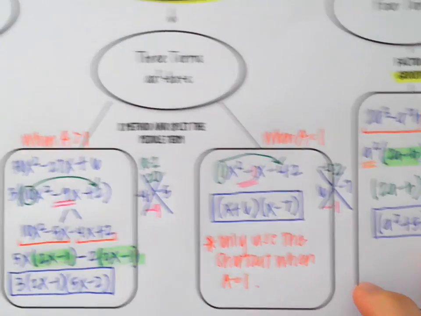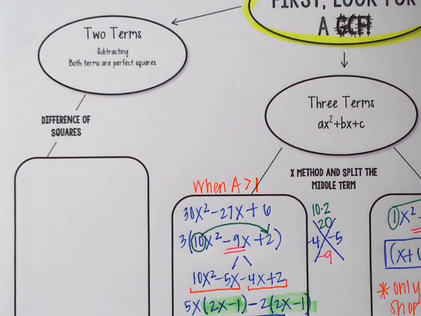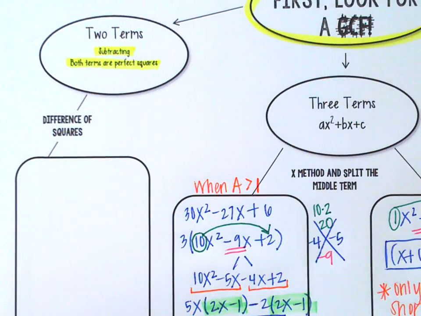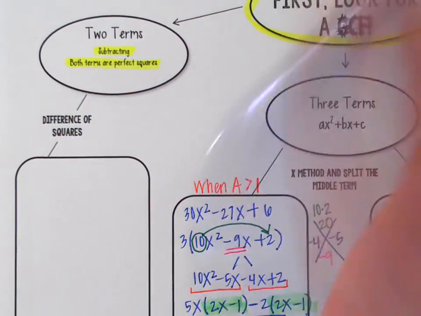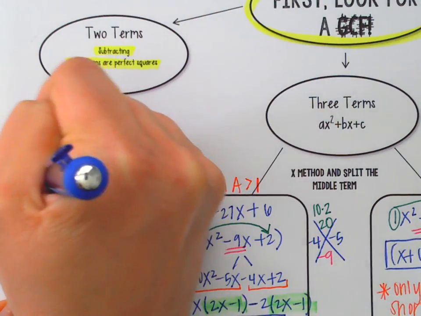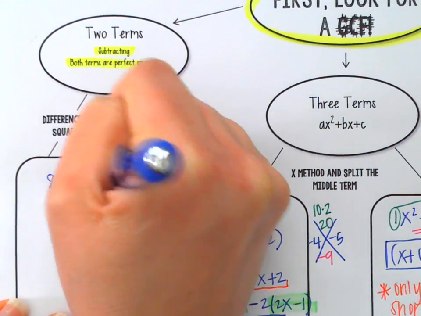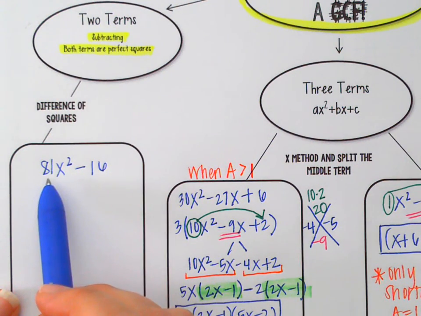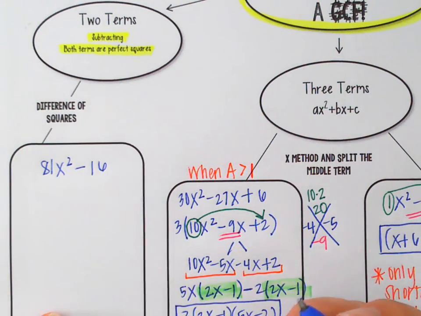Okay, and our last method, and this was the last thing we did, was two terms. So for it to be two terms, the first thing we want to make sure is, is it subtracting in between, and are both terms perfect squares? So if it is, then we're going to use the difference of squares method. So let's say I had 81x squared minus 16. So they're subtracting in between. 81x squared is a perfect square. 16 is a perfect square. And so I can factor using a difference of squares.